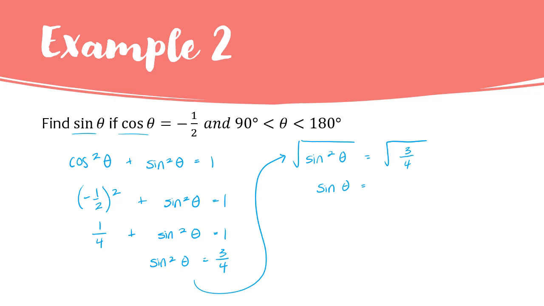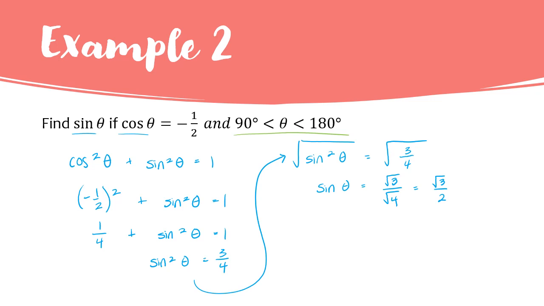I think we can simplify that a little. Remember, when we have the square root of a fraction, we can take the square root of the numerator and the square root of the denominator. And fortunately for us, the square root of that denominator is a nice whole number. So we'll rewrite this as square root of 3 over 2. Now we just have to figure out, is it supposed to be positive? Should it be negative? What's the deal here? We want to go back to our given restriction on theta.